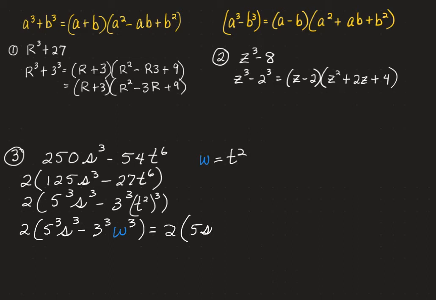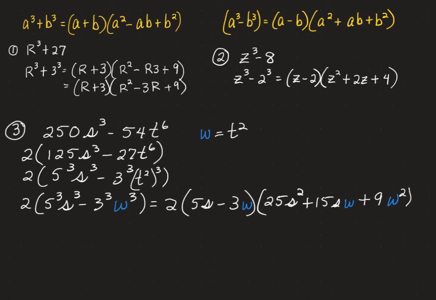5s minus 3w times 25s squared plus 15sw plus, for always positive, 9w squared. I am almost done, but I have to return to my original variables. So I will need just a little more room.